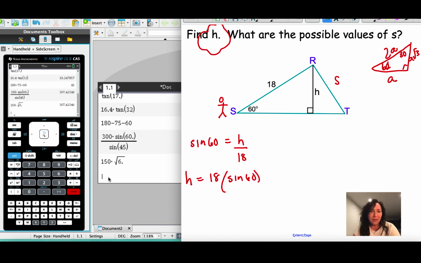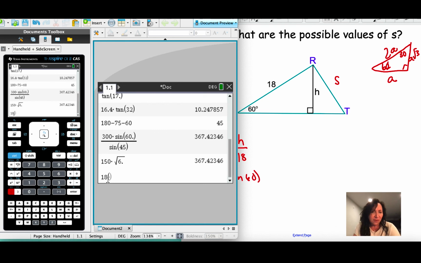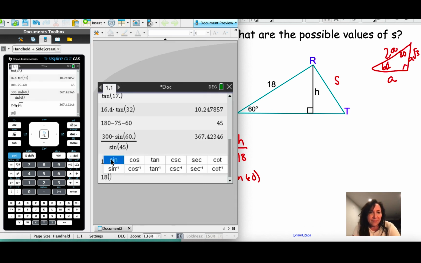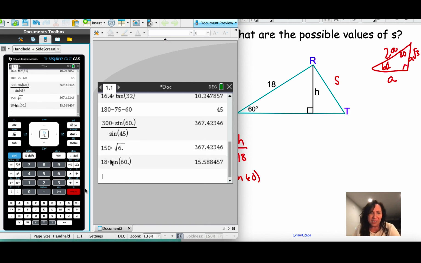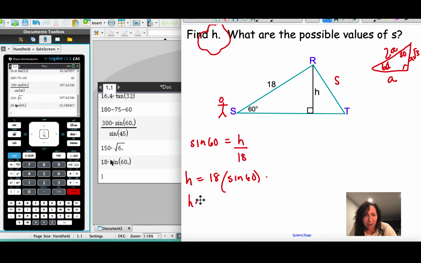Okay, let me do that. 18 times sine of 60 is going to be about 15.6. So H is about 15.6 units. The other thing that you're looking at is I could have used exact values, and so we know that sine of 60 is root 3 over 2. So I could divide 2 into 18, and I get 9 root 3, also equal to 15.6.